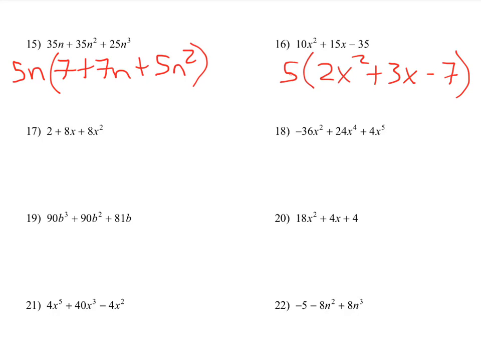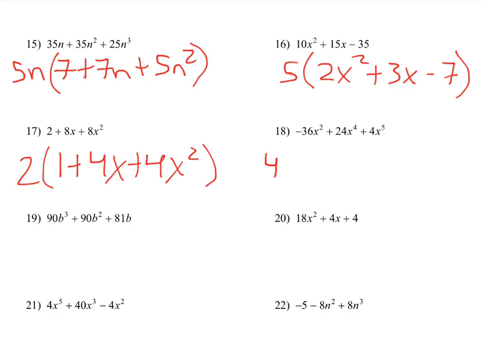Moving on to 17, it's looking like the biggest number we can factor out is 2, and 0 x's, so just factoring out a 2, and we'll get 1 plus 4x plus 4x squared. And there's that.